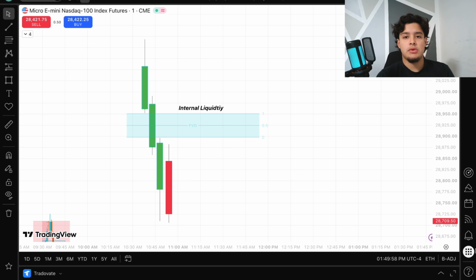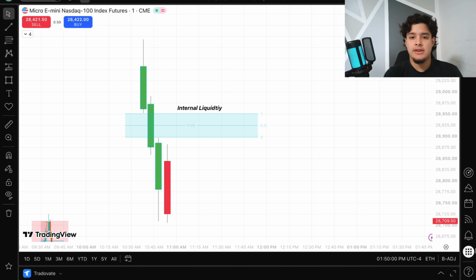So as you can see here, this is one of the examples of internal liquidity, which can be literally a fair value gap that has orders that haven't been filled yet. So this is one example. There can be many, like a change in state of delivery or an internal swing low.